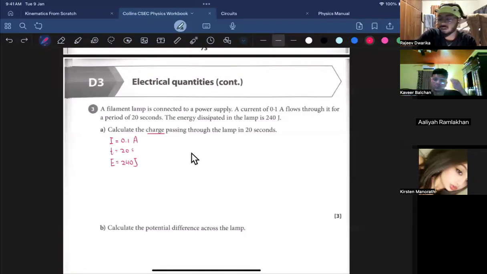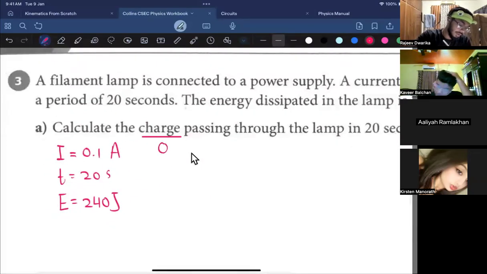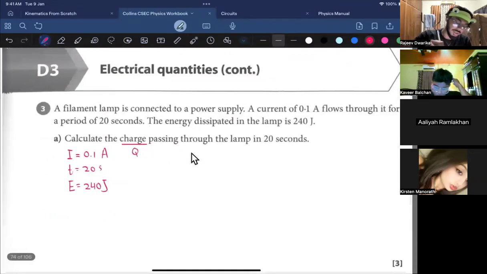What formula will you use to find charge? Charge. Q is equal to IT. Right. So charge is Q, and to calculate charge, you need I and T. Do we have I and T?